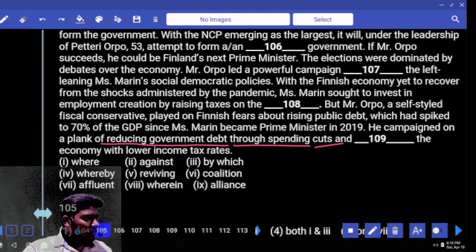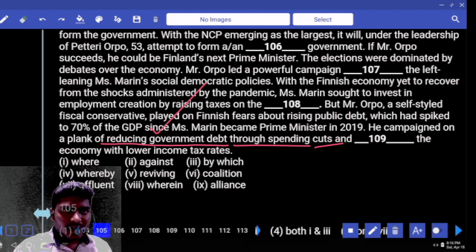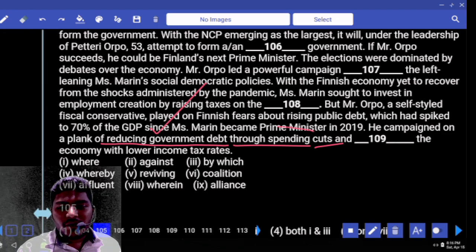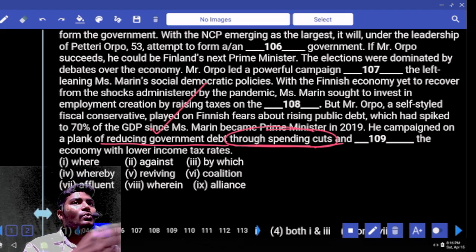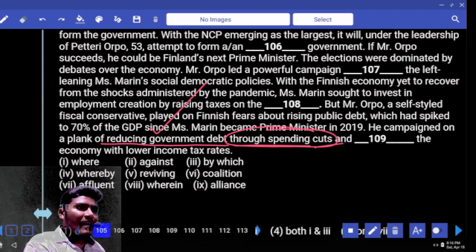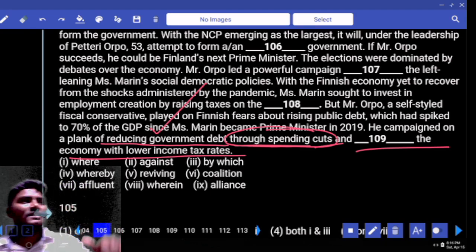See, for example, you get 10,000 rupees every month. Let us say you are using 5,000 rupees every month. Now you want to save your money. What do you do? You cut your spendings. Cut your spending in the sense you don't spend more. Now this fellow, if he wants to reduce government debt, the government has so much debt. To reduce the government debt, this fellow is trying spending cuts. Spending cuts in the sense the government should not spend more so that it can save the money. And also boost the economy with lower income taxes.